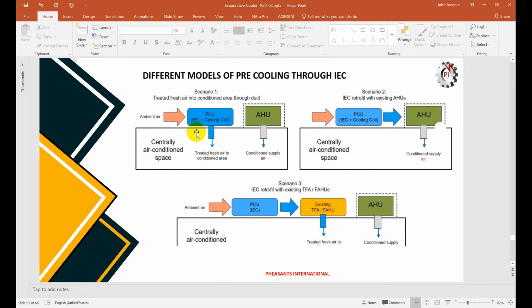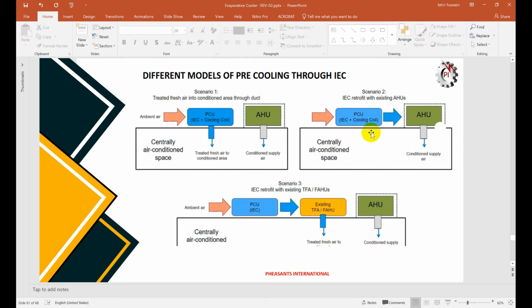There are different models for how to use the IDEC system. Suppose this is the ambient air, and this is the pre-cooled unit. With the IDEC system we cool the fresh air, and the fresh air is supplied directly to the centrally conditioned space, while the AHU supplies cooled air through a separate cooling coil to the conditioned space also. So in this case the fresh air arrives after cooling by the indirect evaporator cooling system.